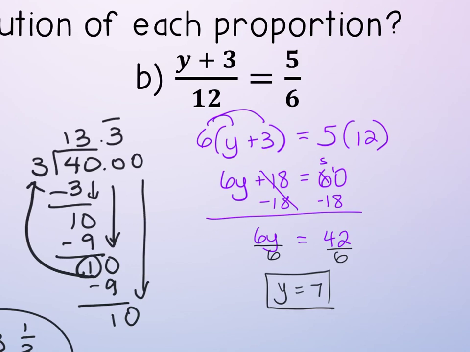So the good news is these are easy to check. If I take 7 and plug it back in here, I get 7 plus 3 over 12, which is 10 over 12. And what goes into both 10 and 12? 2. That becomes 5 over 6, which equals the other side. So proportions can be easily checked. Questions on that one?